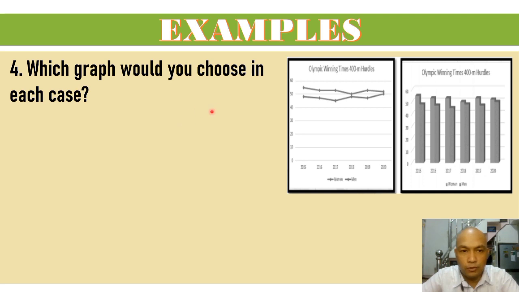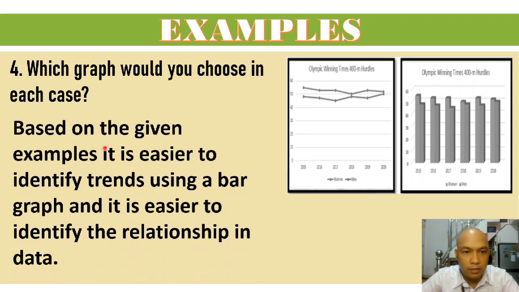So, which graph would you choose in each case? So based on the given examples, it is easier to identify the trends using a line graph, and it is easier to identify the relationship in a data using a bar graph. This is what is written in your list. But when we talk about trends, it is better to use this line graph. But when it is a relationship, we can immediately see it in this bar graph. Of course, we can see who is higher there, right? The women or the men?